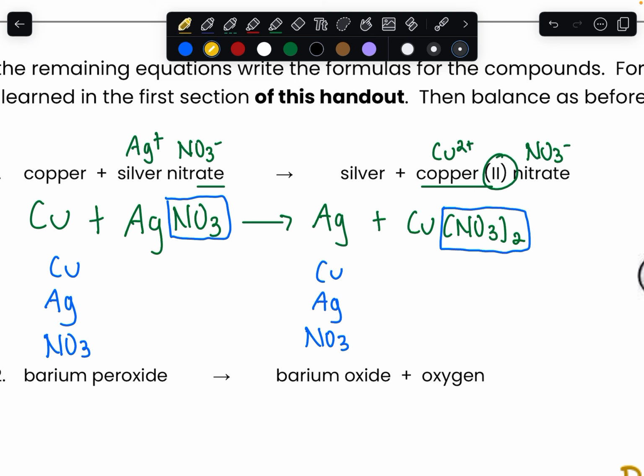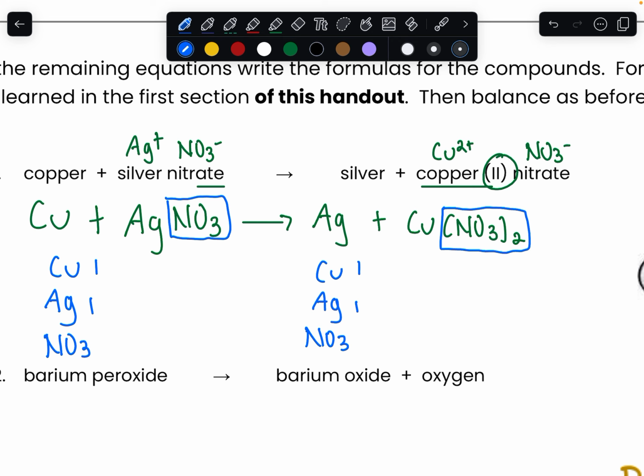Finally, we are going to balance the equation using coefficients only after we take our inventory. So we have 1 and 1 of each metal here. And then we have 1 copper, 1 silver on the right side as well.